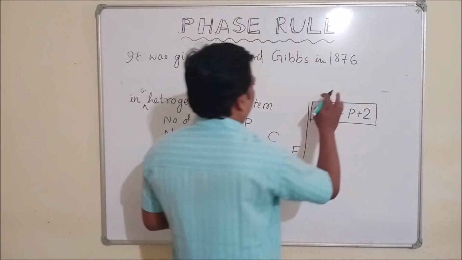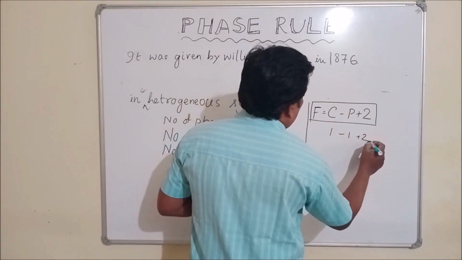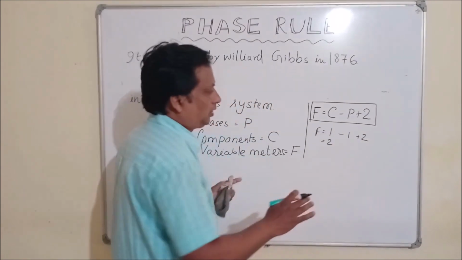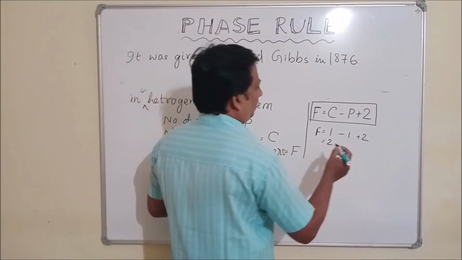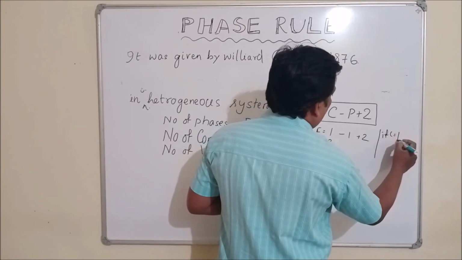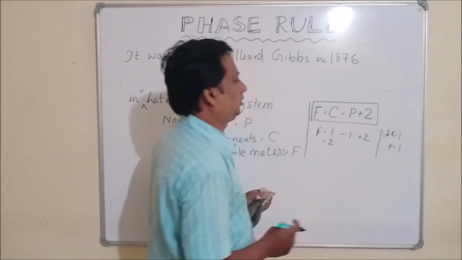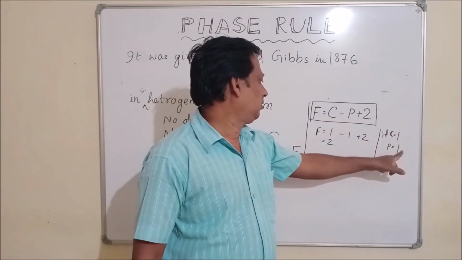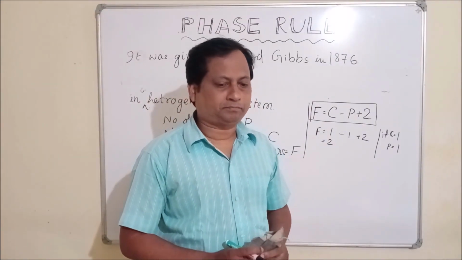So if number of components is 1 and the number of phases is 1, then F is equal to how much? F is equal to 2. So we have to find what are the number of components and number of phases. If C is equal to 1 and P is equal to 1, then F is equal to 2. F becomes 2.